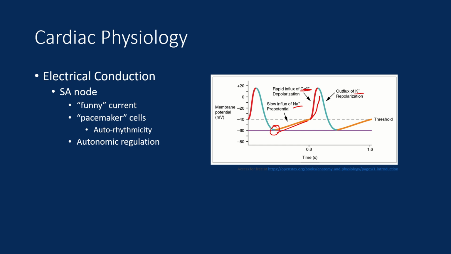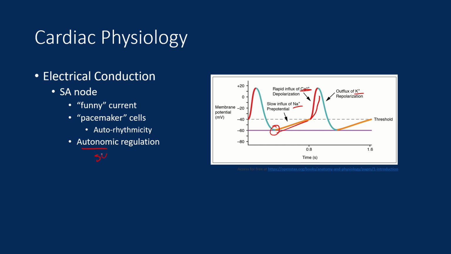So while the SA node generates a steady rhythm, we know intuitively that the heart can beat at a variety of rates. For example, when you're exercising, the heart will be beating fast, and when you relax, the heart will beat slow. So there must be some kind of input on the pacemaker cells of the SA node and indeed that's done through autonomic regulation. And from what we've learned up to this point, you should already know which branch of the autonomic nervous system will increase the heart rate and which branch will slow the heart rate.